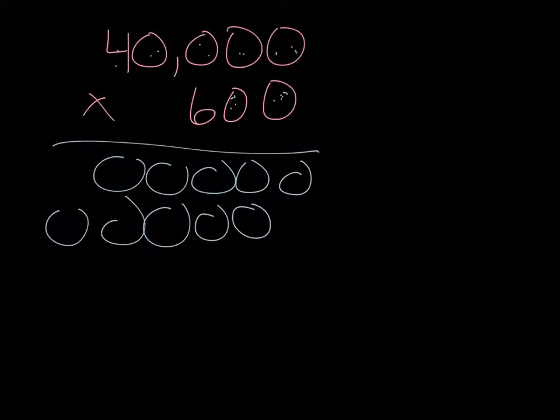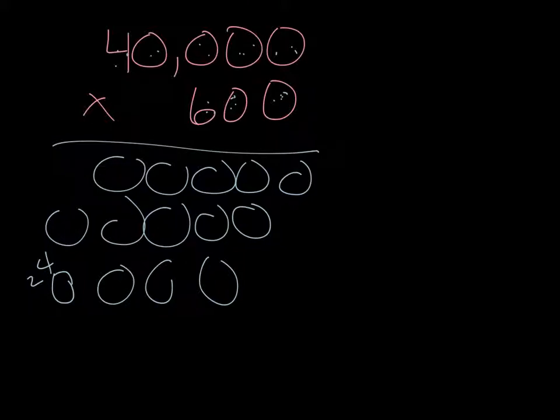6 times 0 is 0. 6 times 0 is 0. Make sure you noticed that I started now in the third column because I'm in the third column here. 6 times 0 is 0. 6 times 0 is 0. And it looks like I'm going to run out of room here, but we'll make it work. 6 times 4 is 24. So I'm going to write that. Hopefully you have a neater paper than this.